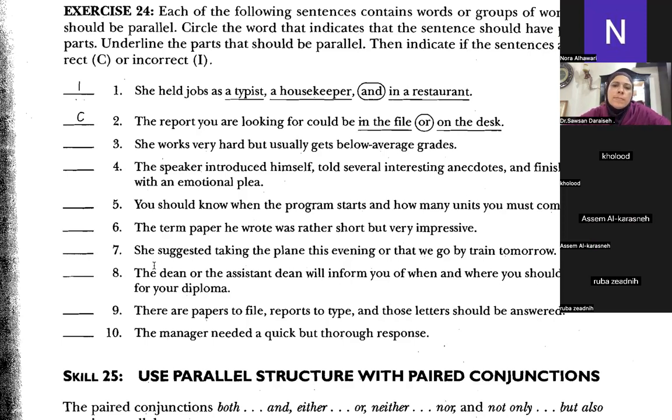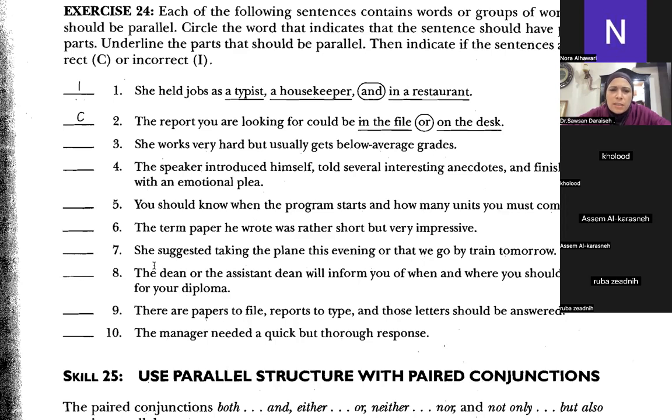She works very hard but usually gets below average grades. هون دكتور بدنا نحكي عن two verbs اللي هما gets and hard. Gets هي verb و hard هي adjective, فهاي الجملة incorrect. She works very hard but usually gets below. Why?